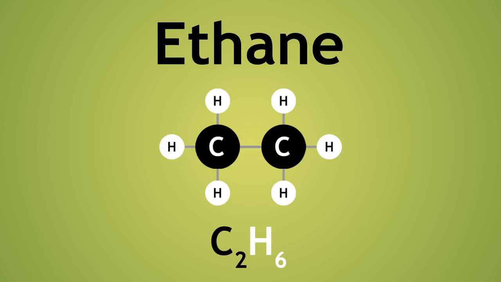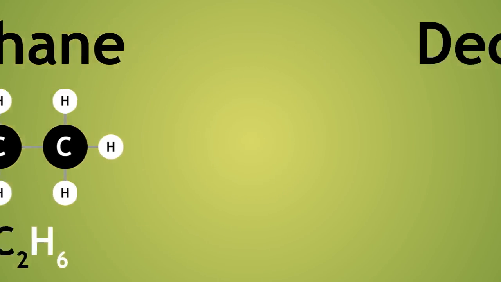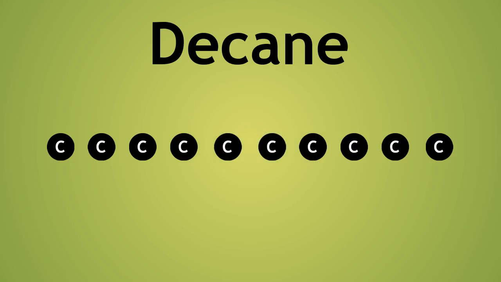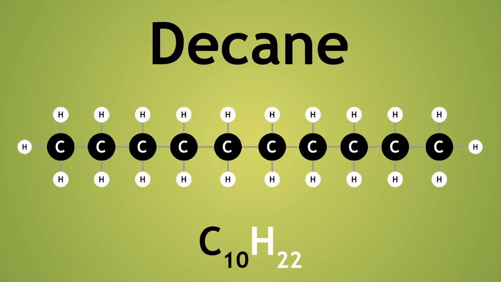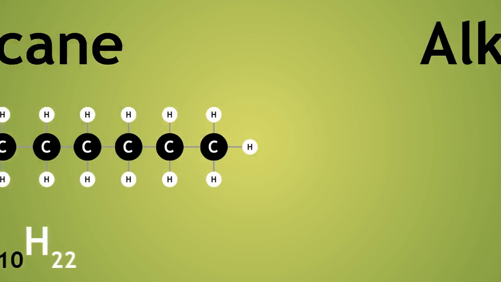C2H6. Using this, we can find the molecular formula of other alkanes. For example, decane, an alkane with 10 carbons. Pause the video now and use the general formula to work out the structure of decane. You should have got the answer C10H22, where n equals 10 for the 10 carbons. Therefore, 10 multiplied by 2 equals 20, plus 2 equals 22. 22 hydrogens.